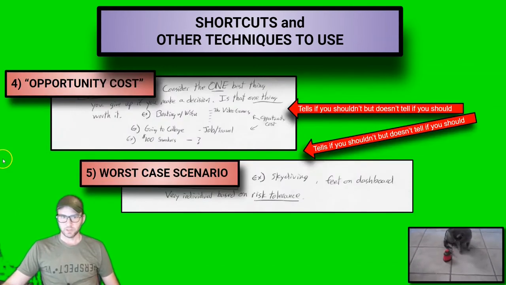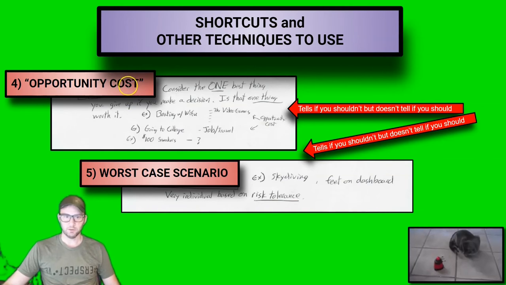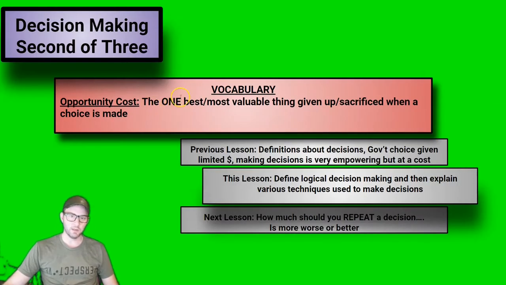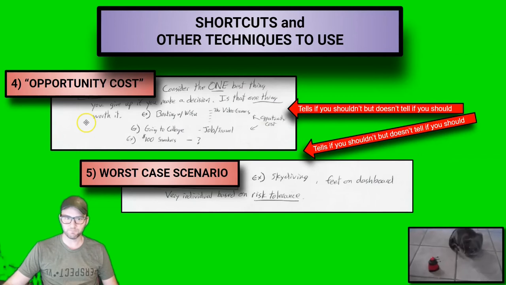So here we are on the shortcut of opportunity cost. And this is a classic economic definition. Learning this one is what all people studying economics learn. It's the concept of opportunity cost. The definition of opportunity cost is the one best, most valuable thing given up or sacrificed when a choice is made. Okay? Obviously, if you make a choice, there are many things you can't do because you made that choice. The one best thing you give up is the opportunity cost.